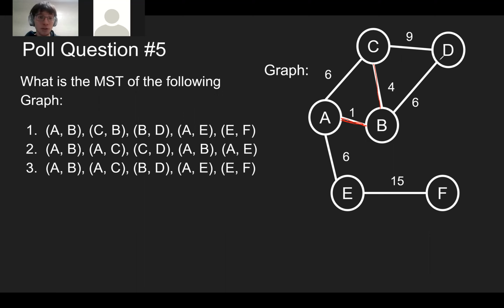B and D, that's also 6. We choose that because D is not in the same component as B. And A and E, also 6, not in the same component. We don't choose this 9 here, even though it's the next smallest, because D and C are already in the same component. We do choose E and F because they are not in the same component. And notice every vertex is connected. We have a connected graph, so we're done. We would be given back the initial graph minus these two edges. I think that's the first one.